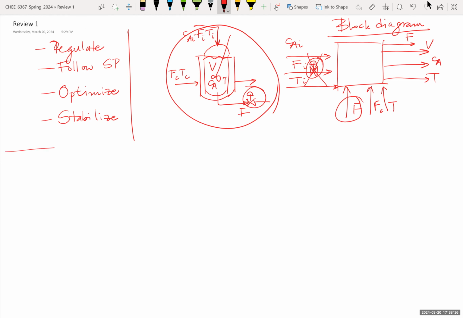Section 5 of the notes, we talked about the 5 questions that one must address to design a control system. And that's because, I'll repeat that and we'll see it again in multivariable control.